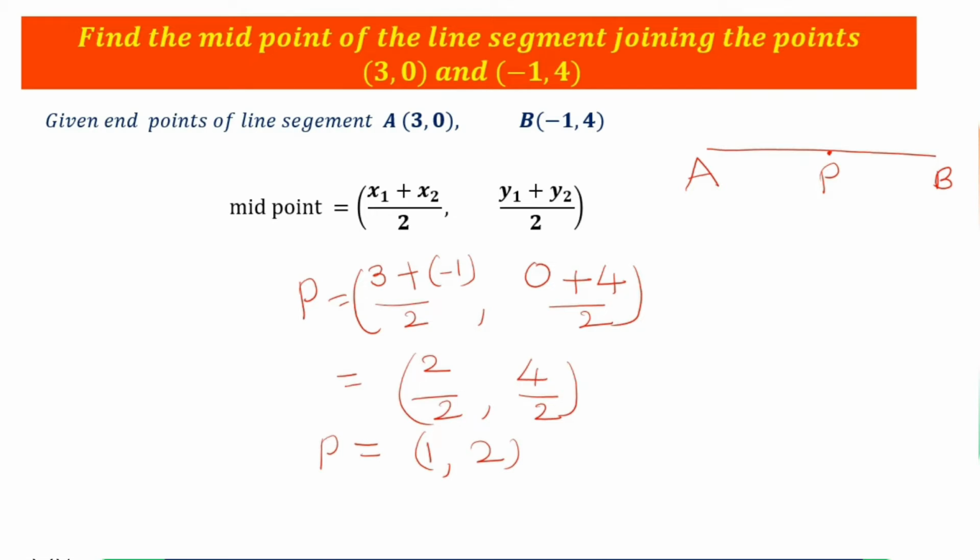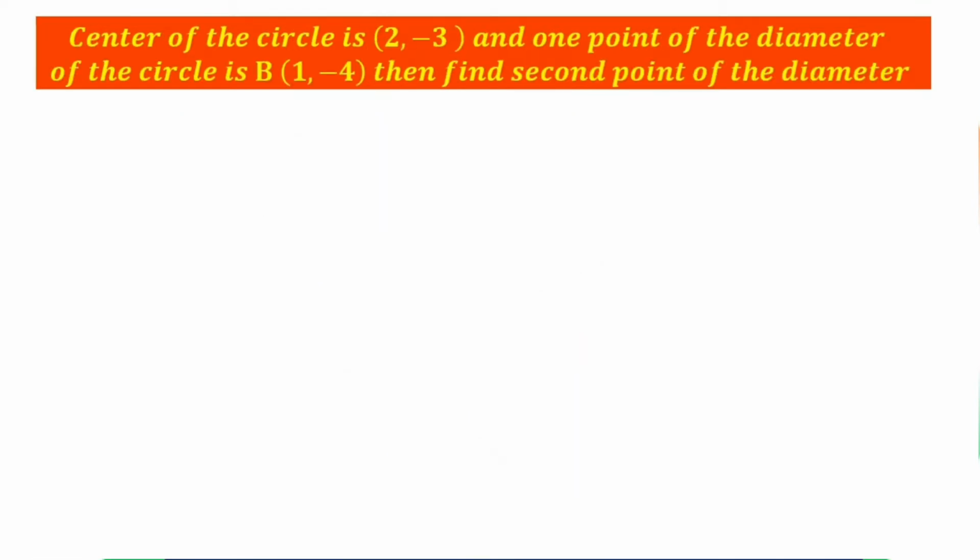Okay, students. Next question. The center of the circle is (2, 3) and one end point of the diameter of the circle is B (1, 4). Then find the second point of the diameter.